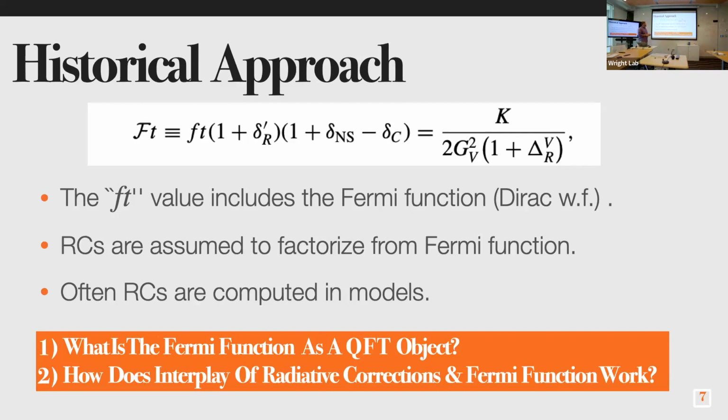Okay, so let me describe how these radiative corrections work historically. I'm going to ignore almost everything except for the radiative corrections. This is isospin breaking here, but this is what you'll find in Towner and Hardy. So what does this mean? This big FT basically means the decay rate of a nucleus. This little ft is the thing I'm going to talk about in a bit called the Fermi function. This is basically the wave function of an electron evaluated inside the nucleus.